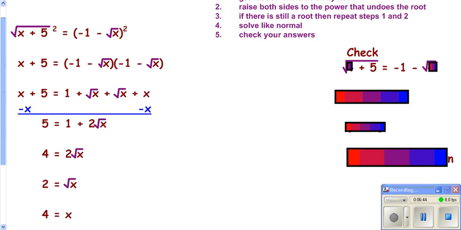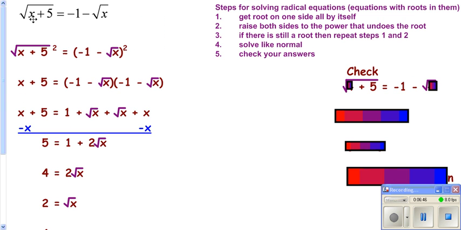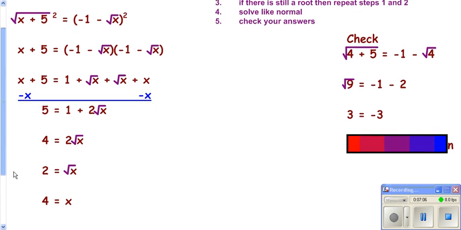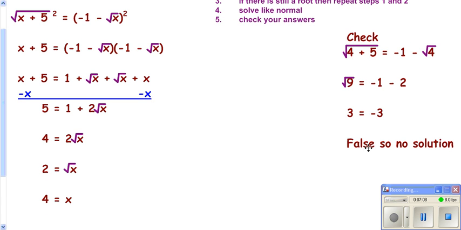Now that x is 4, we want to go ahead and plug in 4 here and plug in 4 here to see if it works. So 4 plus 5 is 9. The square root of 9 is 3. The right side, plug in your 4 here. You get negative 1 minus 2 because the square root of 4 is 2. So you get negative 3 on the right. So since 3 does not equal negative 3, therefore there is no solution to the false statement.